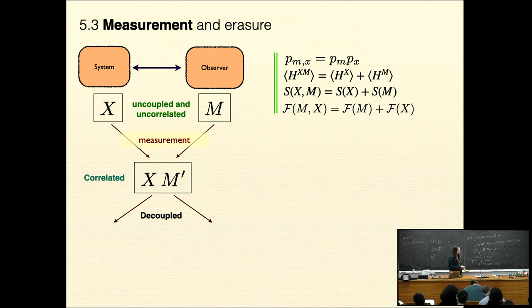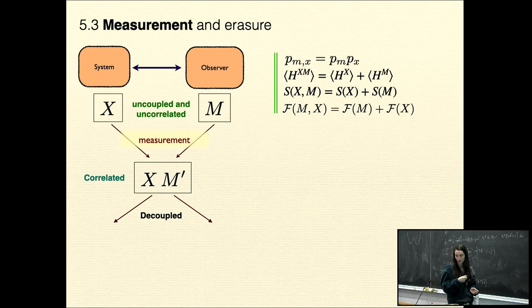So initially your probability of being in the informational state M and the state of your system X is just the product of the individual probabilities, because they're uncorrelated. As I was telling you, the energy is just additive. Same for the entropy here, because there is no correlation. And as a result, the free energy is also additive in this case.